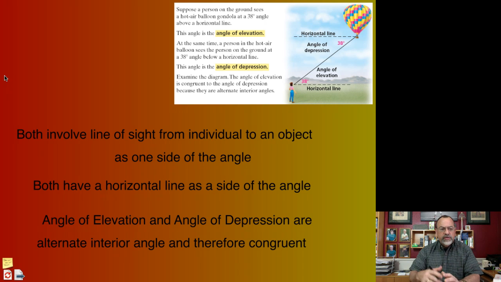Alright, so those are some definitions. Now let's talk about some mistakes that are made when we're talking about angles of elevation and angles of depression when we're applying those, and then we'll do a few examples.